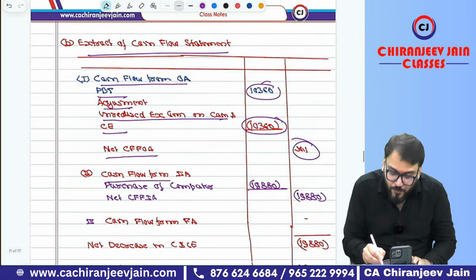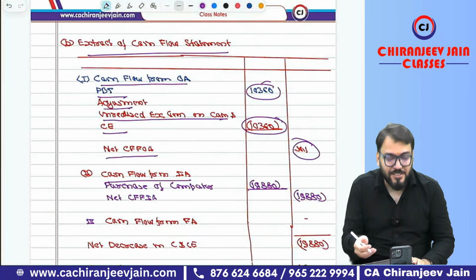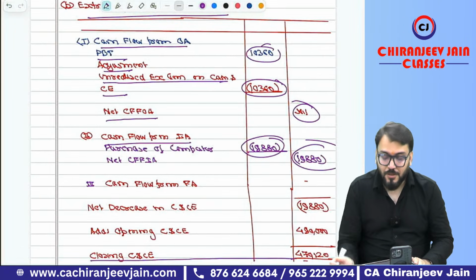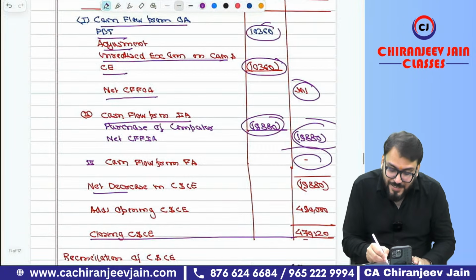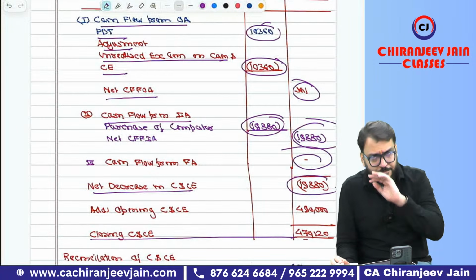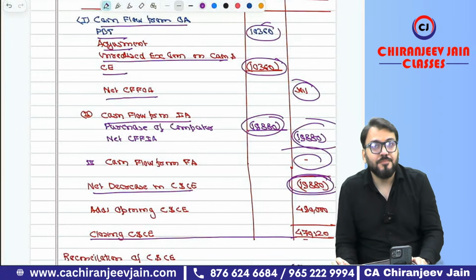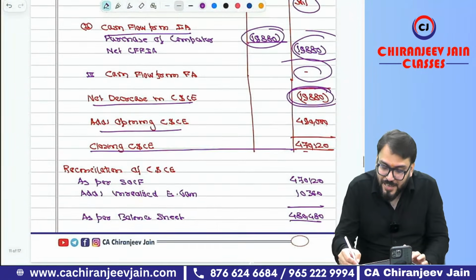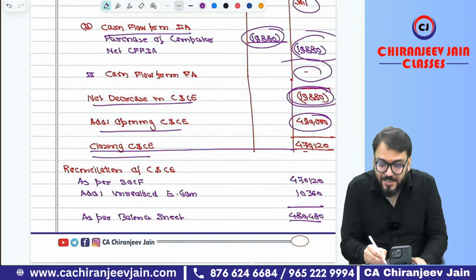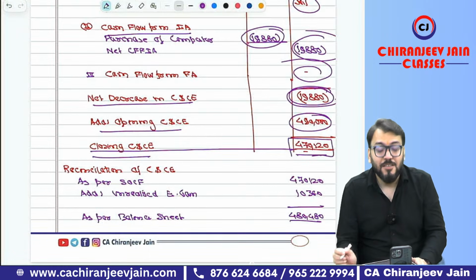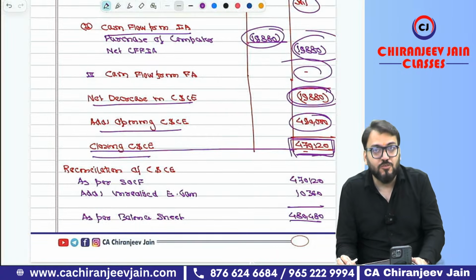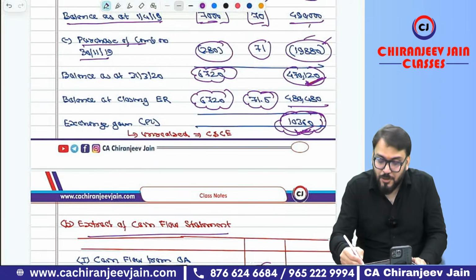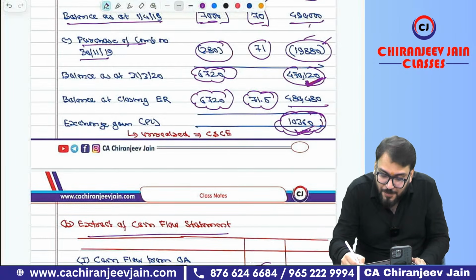Now we'll do cash flow from investing activity: purchase of computer as per transaction rate, that is 19,880 outflow. Financing activity 0. So your net decrease in cash and cash equivalent is 19,880. Your opening cash and cash equivalent was 4,90,000. So your closing cash and cash equivalent will be 4,70,120. Can you say this amount is without exchange gain? Because as per cash flow statement, you take 4,70,120 only.